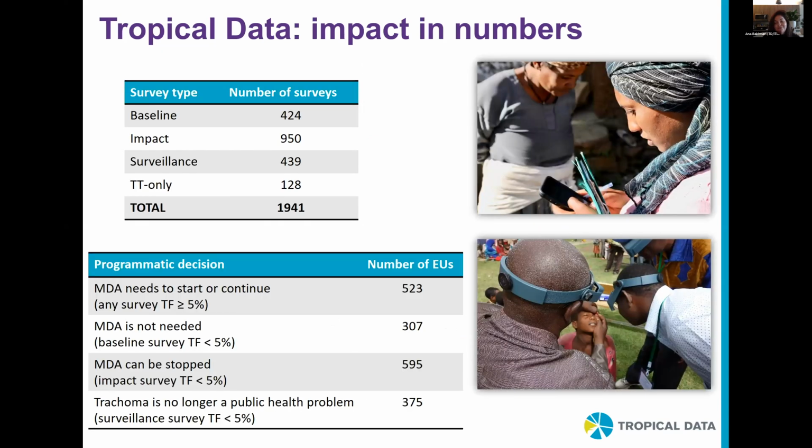The project supports 4 trachoma survey types. First, baseline surveys to determine the need for interventions, impact surveys to determine if these interventions have achieved the elimination threshold or if further interventions are needed, surveillance surveys to show that reductions in prevalence have been sustained, and lastly, trachomatous trichiasis, or TT-only surveys that are recommended in certain epidemiological contexts.